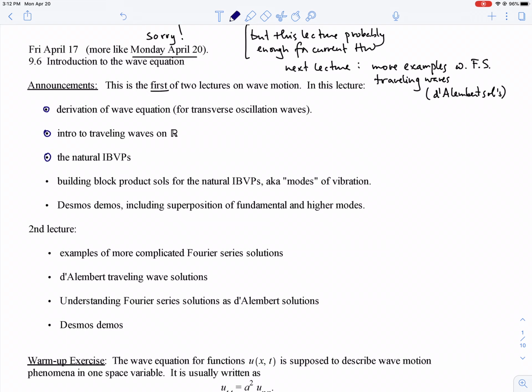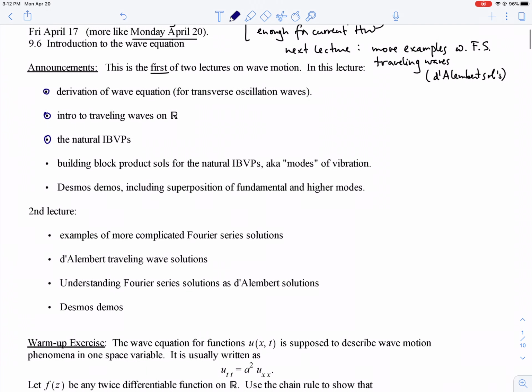Just like for the heat equation, there are natural initial boundary value problems if you're trying to solve the wave equation on an interval. And you can solve those natural problems by using building block product solutions that for the heat equation we got by separating variables, and the same procedure works here. Those building block solutions correspond to modes of vibration. A lot of you have played musical instruments, and these are related to the vibrations you get out of musical instruments, either string or woodwind.